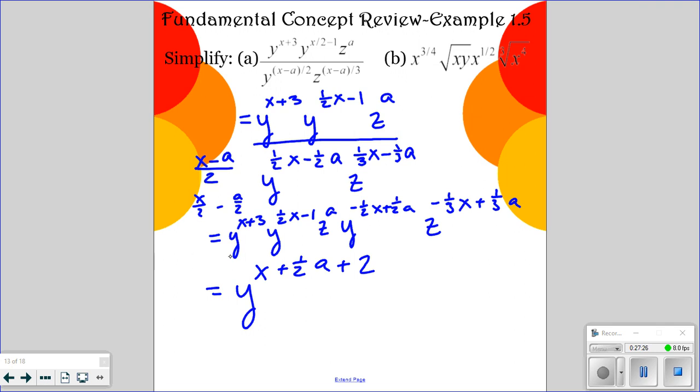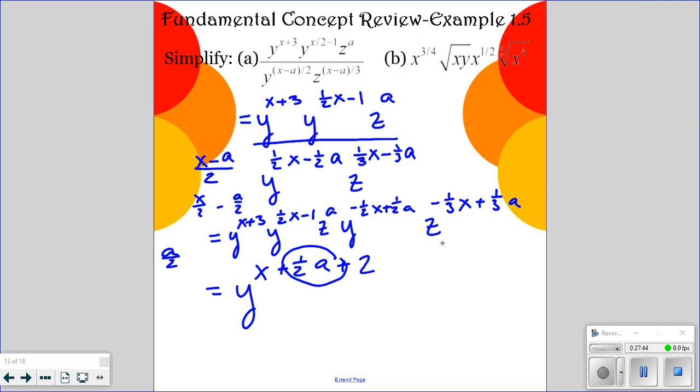The book has this part right here written as a over 2, and you're welcome to leave it like that all throughout your work. Some people just have trouble with understanding what a over 2 means. So that's a personal preference.